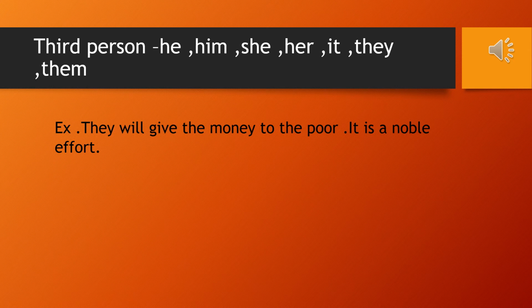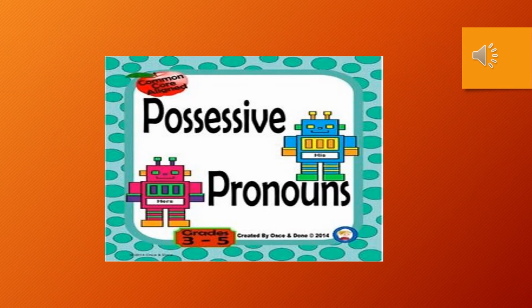Look at this example. They will give the money to the poor. It is a noble effort. The pronouns which are used here are they and it. Students, for singular, the third person pronouns are he, she and it. And the plural will be they and them. Yes, children, we have learned about personal pronouns.